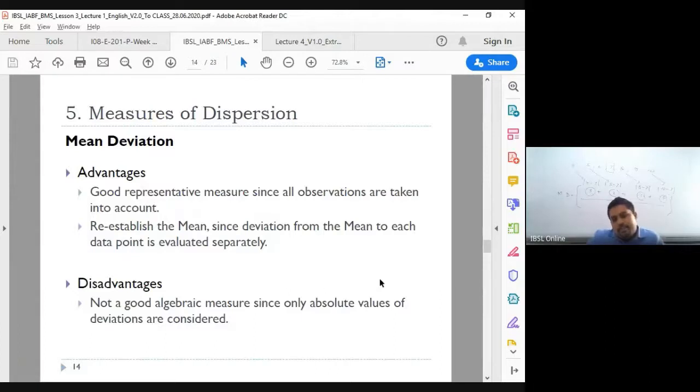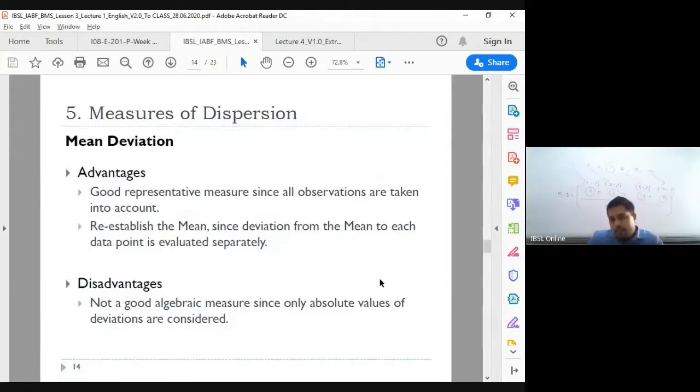So what are the advantages of mean deviation? First one, good representation measure since all observations are taken into account. Second point, re-establishes the mean since the deviation from the mean to each data point is easily evaluated separately.